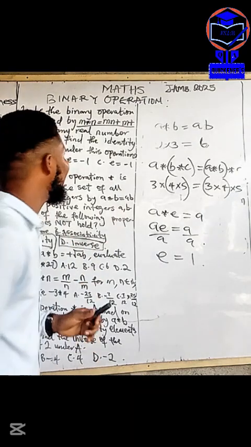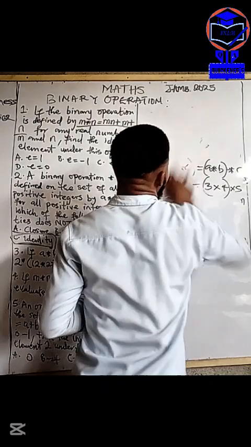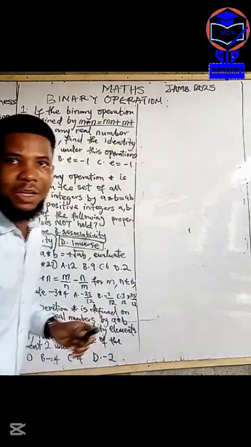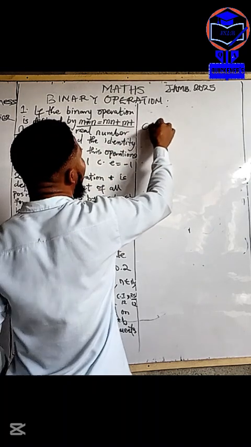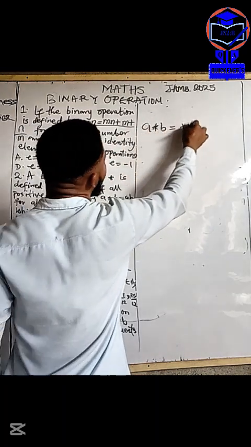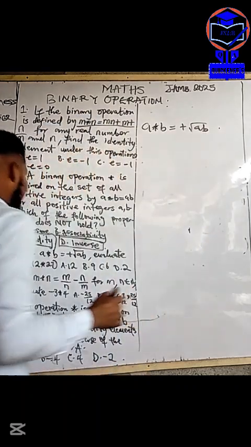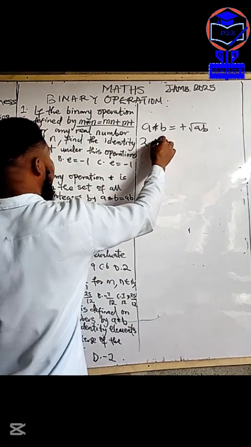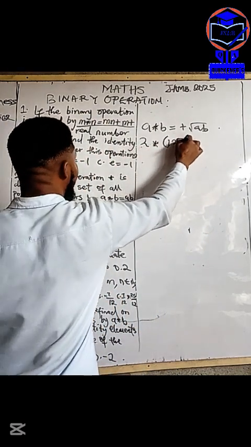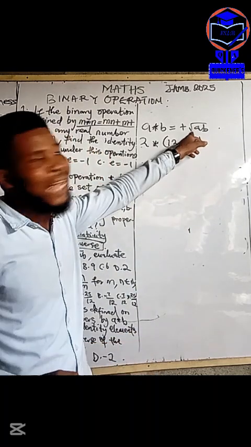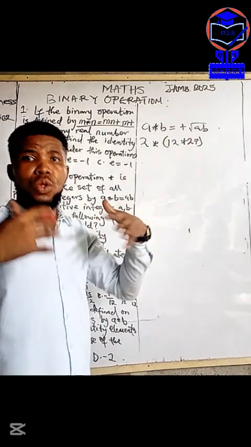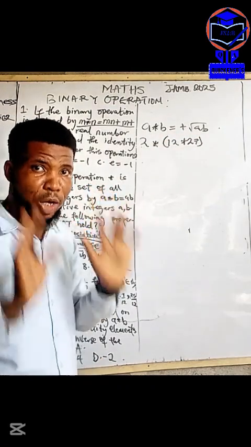Okay, now the next question. Let's solve the next question. It says, if A operation B equal to positive root AB, evaluate this. So, A operation B is the positive root of AB. Let's evaluate 2 asterisk 12 asterisk 27 under this rule. Remember the positive one: you have plus or minus, but you are looking for just the positive.